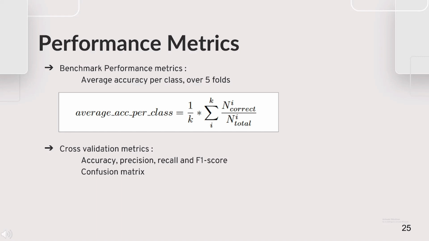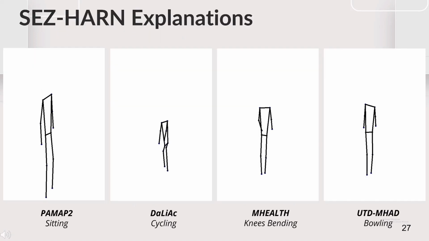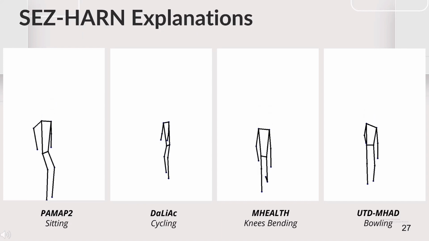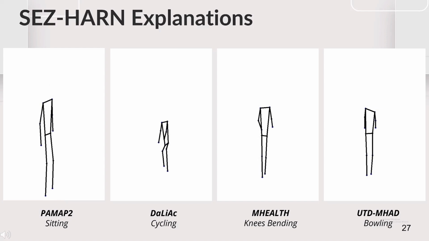Finally, from the unseen accuracy values collected over 5 folds, we calculated the final model performance metric, average accuracy per class, as defined in the equation. Model benchmarking emphatically showed that the unseen performance, as defined earlier, of both of our introduced models outperformed their predecessor model by a significant margin. More importantly, the results show the proposed model performs consistently better over all 4 datasets, even though the datasets vary a lot, as we discussed. Here you could see the model explanation generated by the SEE-HAR model across 4 datasets. Thank you.